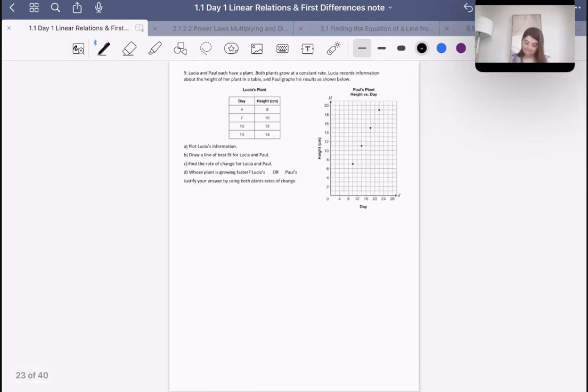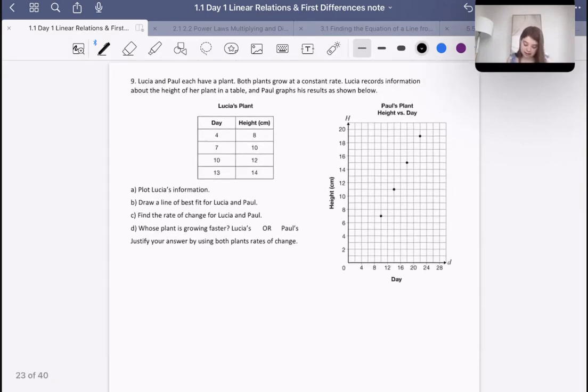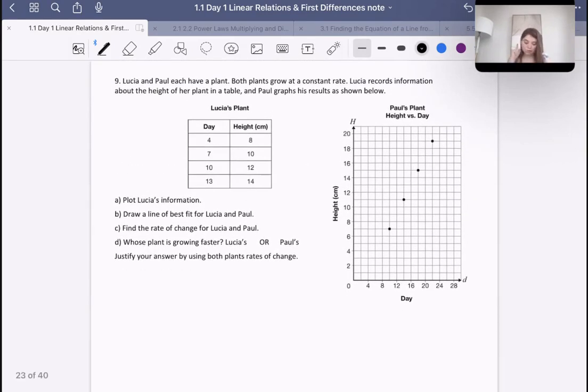Okay, let's see. I think there's just one more. I know it's getting kind of long, but that's okay. Let's just do one more, and then I promise this will be it for today.